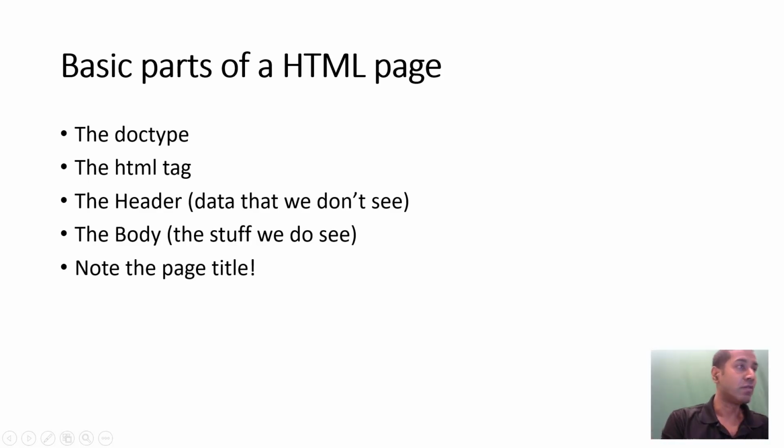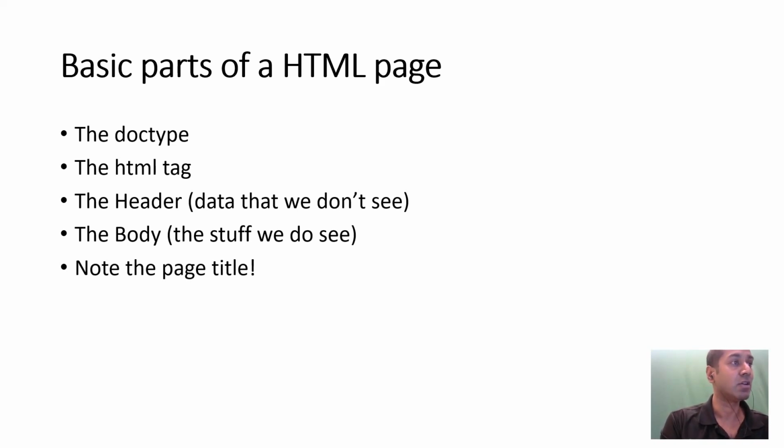Okay, so there are 5 basic elements to any HTML page. The doc type, which specifies the version of HTML that your page is using. The HTML tags, which contain the actual content that your browser will display.